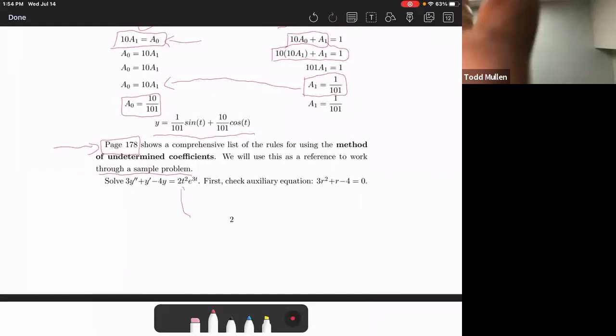So here we have 3y double prime plus y prime minus 4y is equal to 2t squared e to the 3t. So the first thing we're going to do is check the auxiliary equation. And the reason for that is on page 178, it gives you specific rules depending on if the auxiliary equation has 2 unique roots, a single double root, or no real roots.